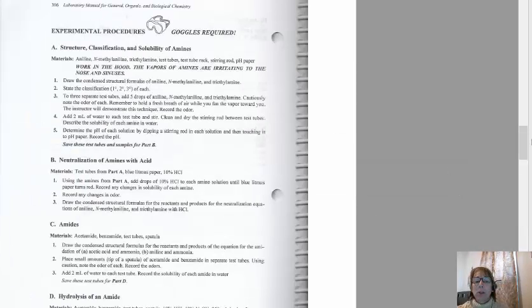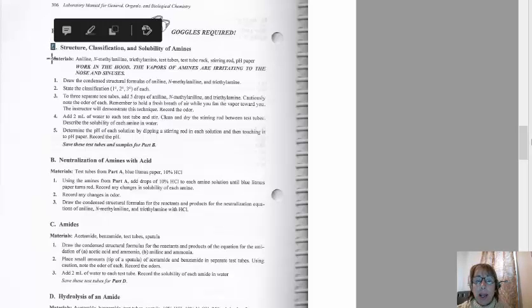Okay, now let's take a look at the experimental procedure. You will be doing experimental procedure A and B. So for A, it tells you that you need aniline, N-methyl-aniline, triethylamine, and a variety of lab equipment. The first thing you're asked to do is to draw the structural formula of aniline, N-methyl-aniline, and triethylamine. So you should totally be able to do that. And then identify each as primary, secondary, or tertiary.